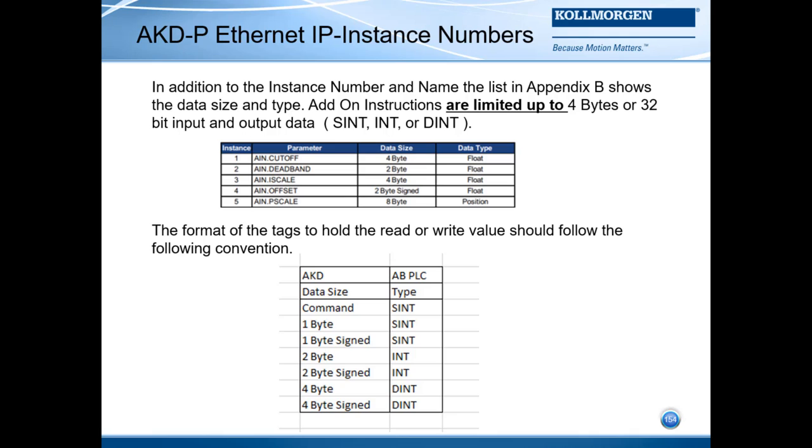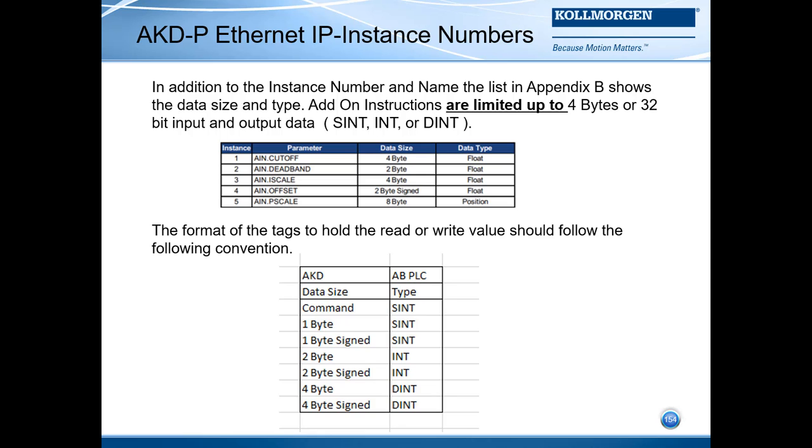Add-on instructions are limited up to 4 bytes or 32-bit input and output data, a short int, an int, or a double int. The format of the tags to hold the read or write values in the PLC should follow the following convention. The chart shows on the left the AKD data size and on the right the equivalent AB PLC type.